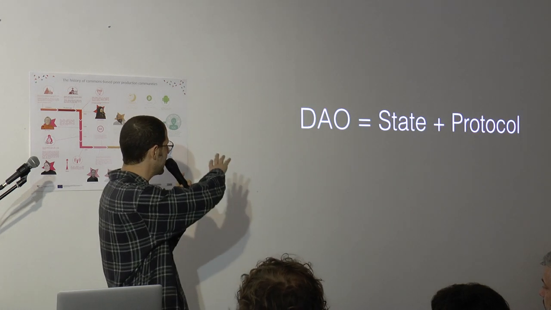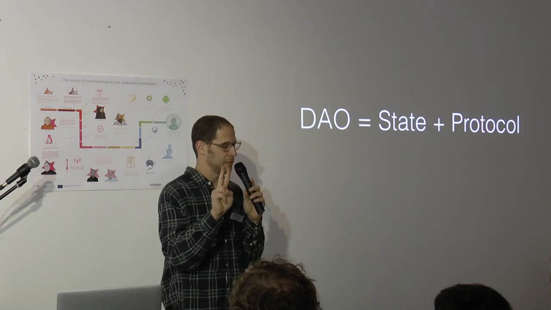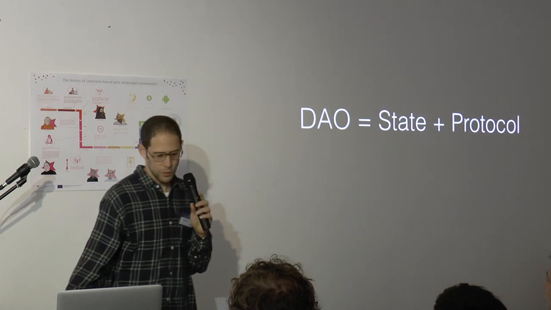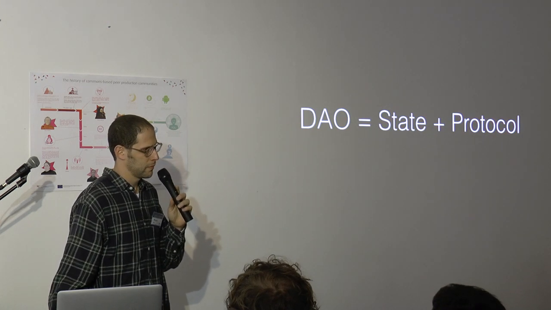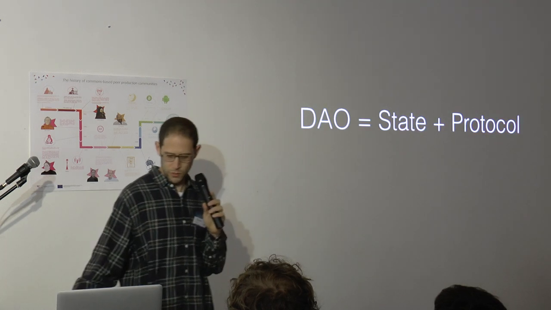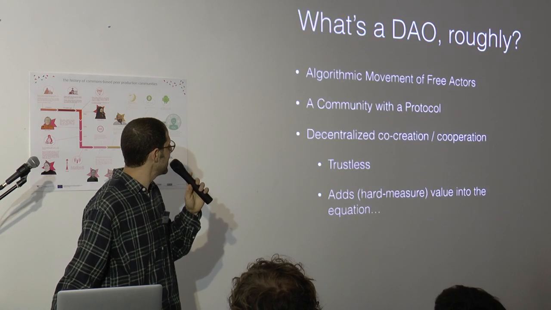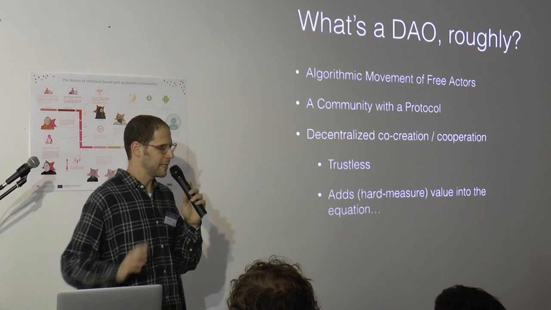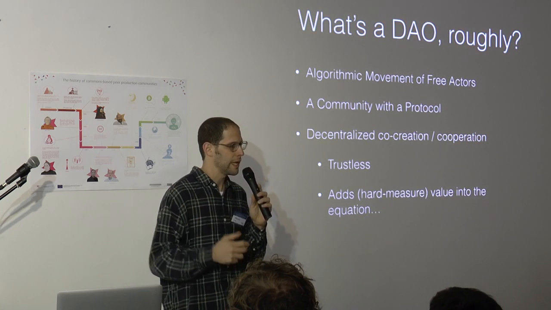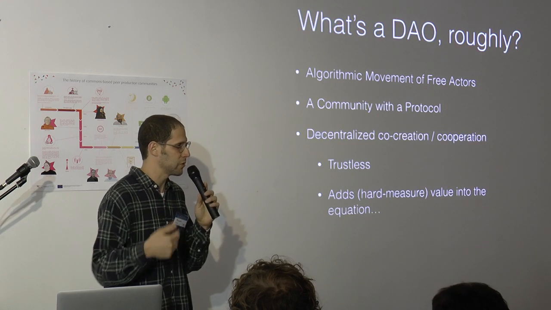Okay, so I claim that if you want to well define what a DAO is, you need to define two things: the state of the DAO and the protocol. So what do I mean by state? DAO stands for Decentralized Autonomous Organization, which, and I will get into more details, is roughly an algorithmic movement of free actors. So let's say a million people are playing together according to some predefined rules and doing something together. Maybe insuring each other, decentralized insurance, for example.